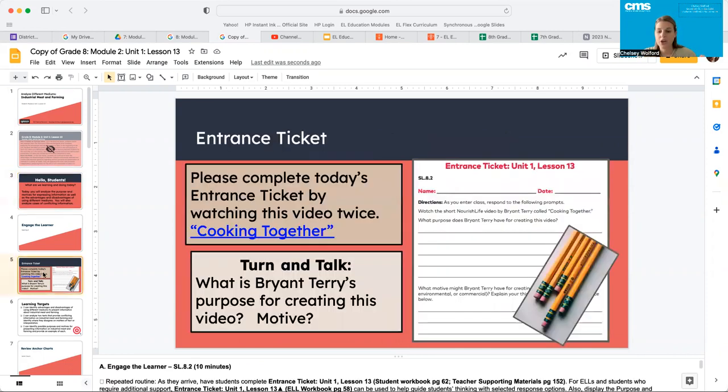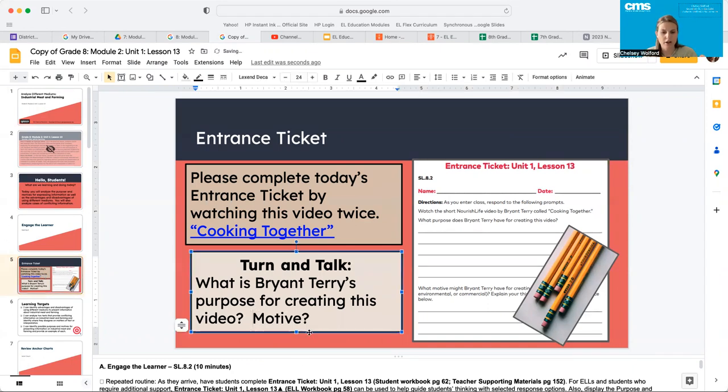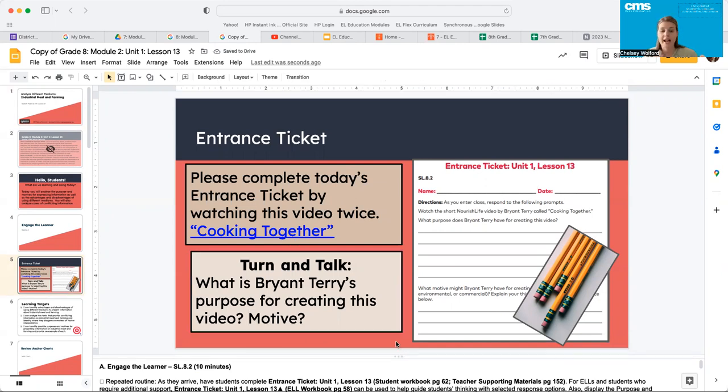Before we do that, let's go to our entrance ticket. This is going to be on page 62 in your workbooks. You're going to watch the short video that's linked here called Cooking Together, and then you're going to answer some questions, okay? After you've answered, I would love for you guys to turn and talk. You've got some things to talk about here. All the questions that you're going to answer translate to that turn and talk. So go ahead, pause the video, complete this, and then let's do a little turn and talk.